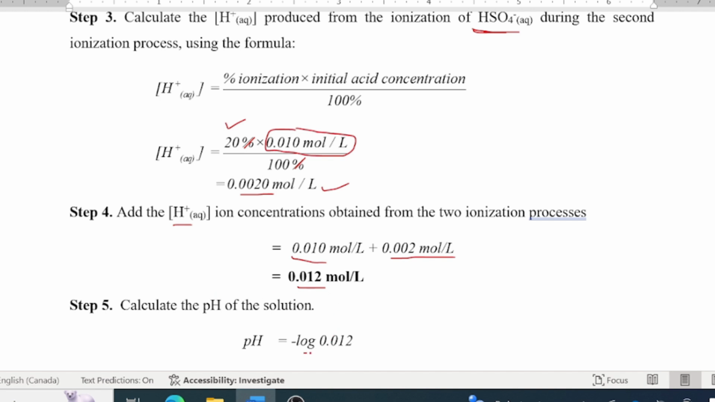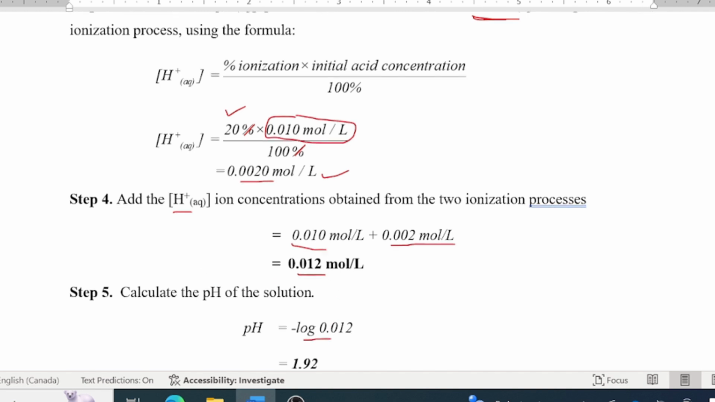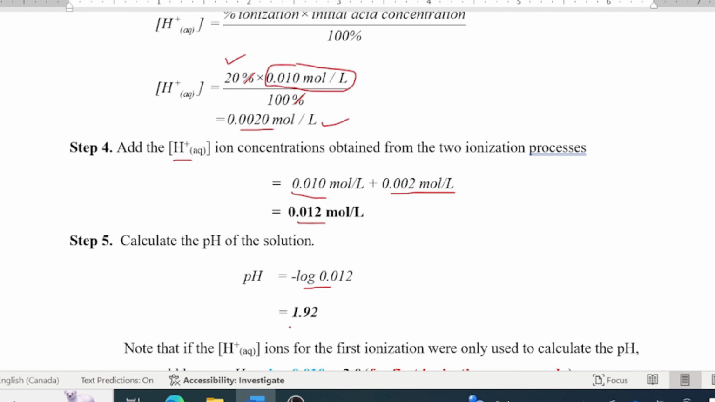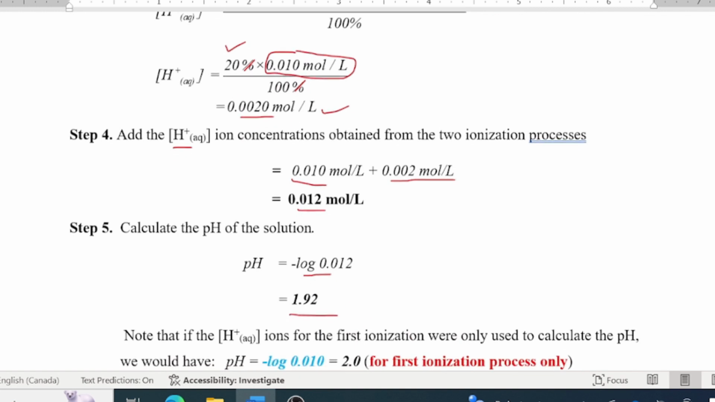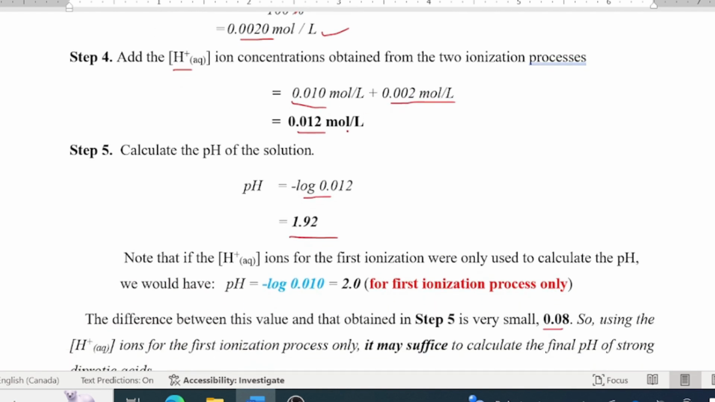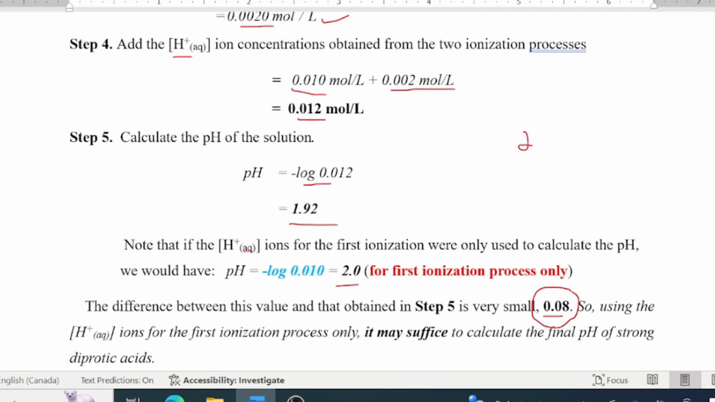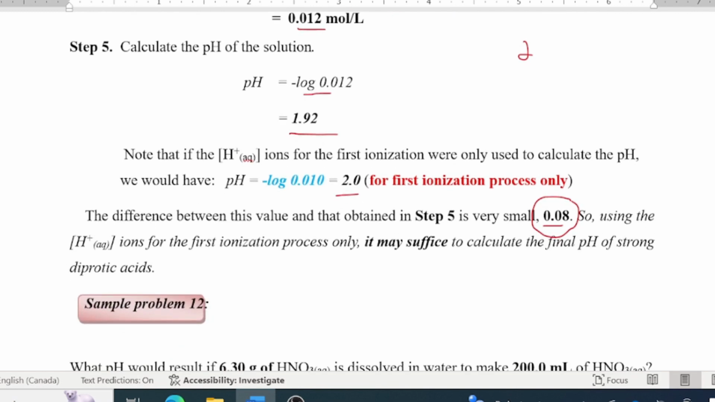And when you do the negative log of that, you can see it's a little bit lower than 2 because we've added some more hydrogen ion. But look, it's a very small difference. If you did it for the first one alone, it will be 2. And now if you did it for both of them, it's 1.92. So there's a little difference of 0.08. Might suffice to say just use the first one, and that will be representative of the pH of that solution. So I hope you understand that.